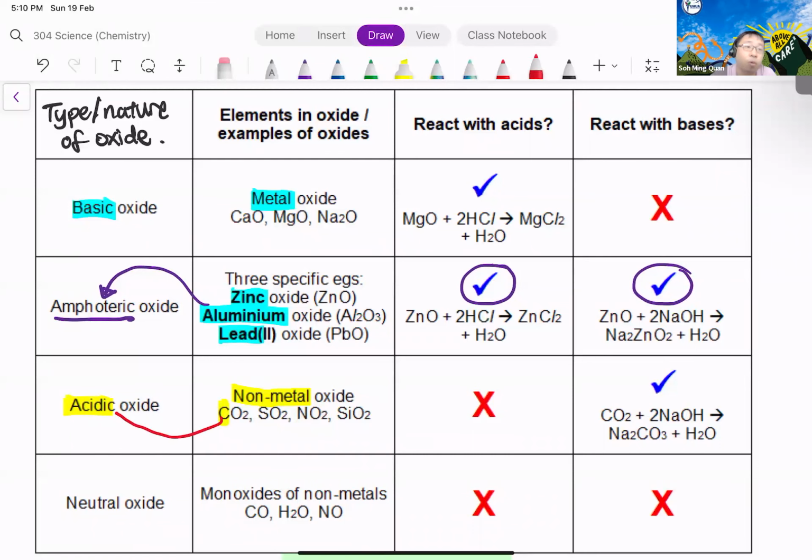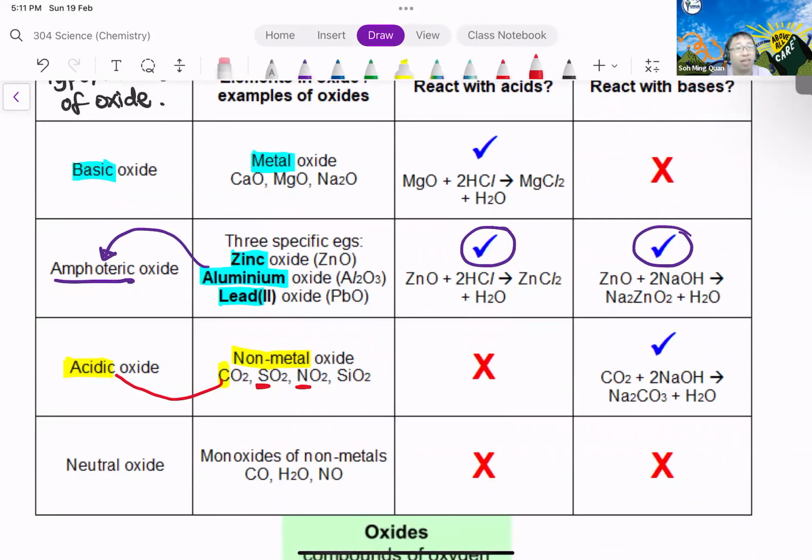Okay, besides carbon, what other non-metals are there? Sulfur, nitrogen. These are also non-metals. So sulfur dioxide, acidic. Nitrogen dioxide, also acidic. Okay? So finally, the last one is neutral.